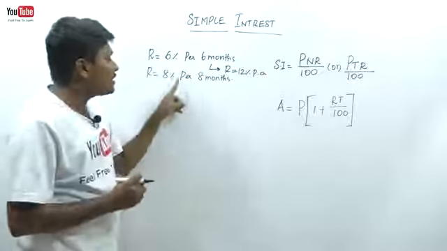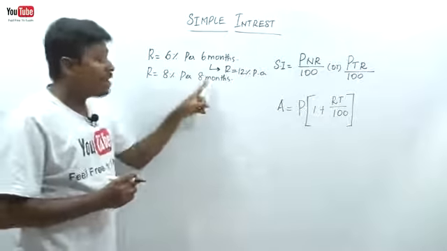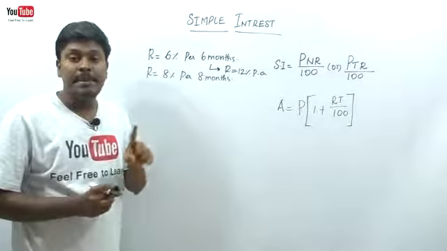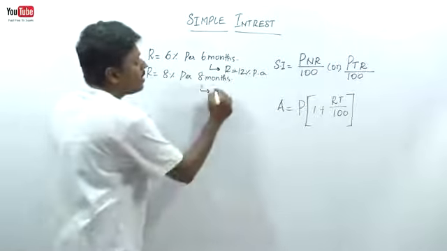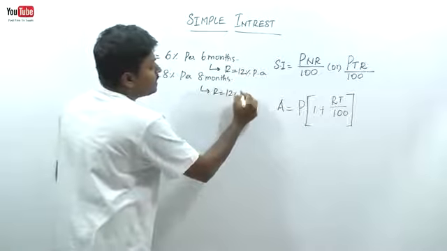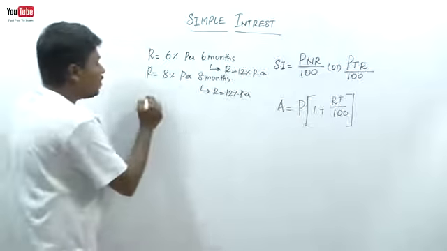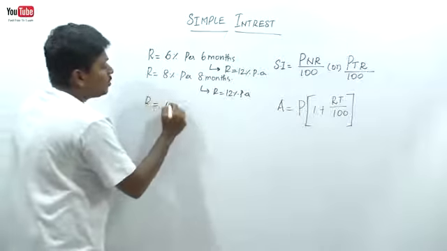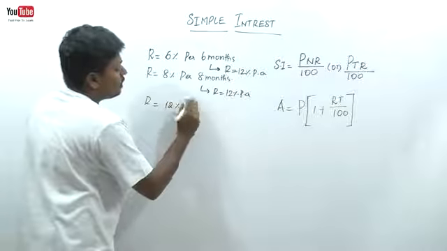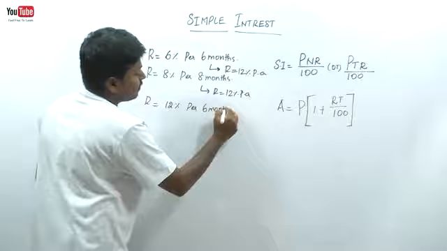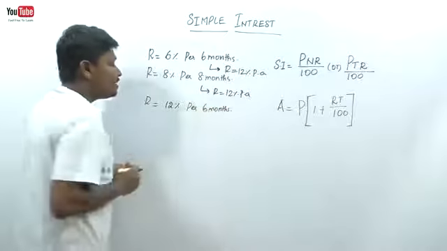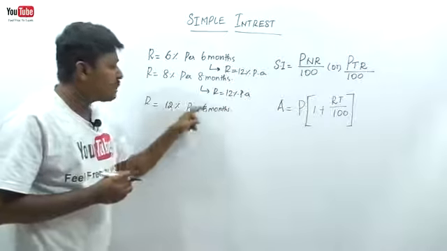Friends, let me move to percentage per 8 months. For every month, if it is 1%, then for 8 months it will be 8%. So here also the rate of interest will be 12% per annum. Right? Let me move on to the third condition, where 12% per 6 months.